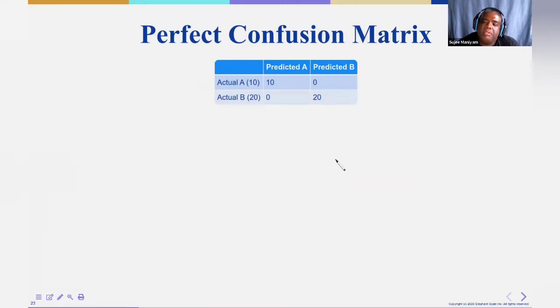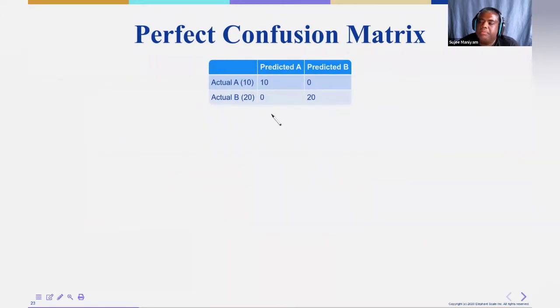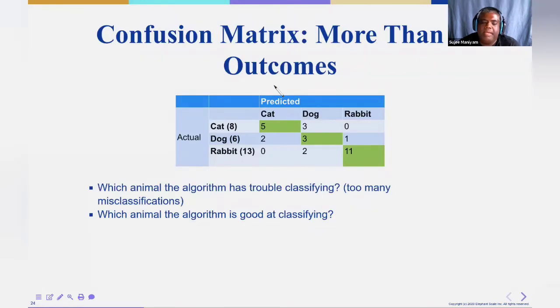So confusion matrix doesn't have to be a two class problem, right? It can be a 3-class problem, or as many classes as you guys want, because you just put them in rows and columns. So here's another confusion matrix.